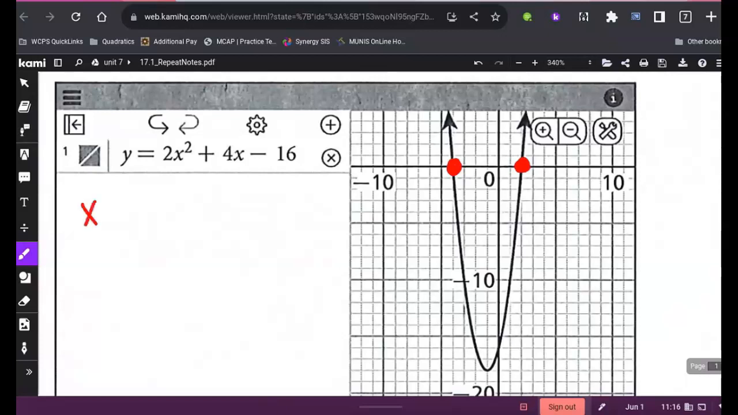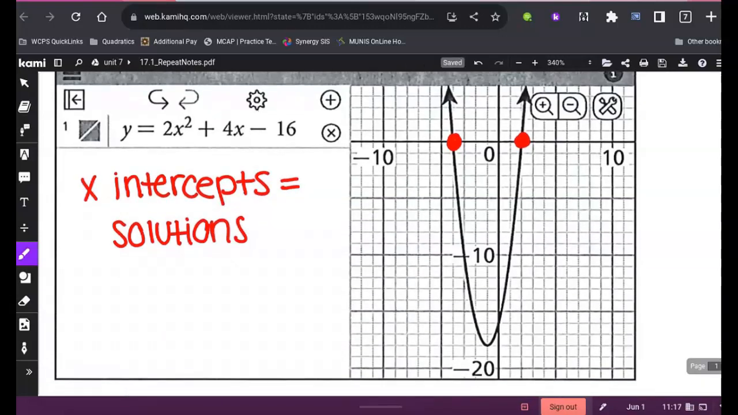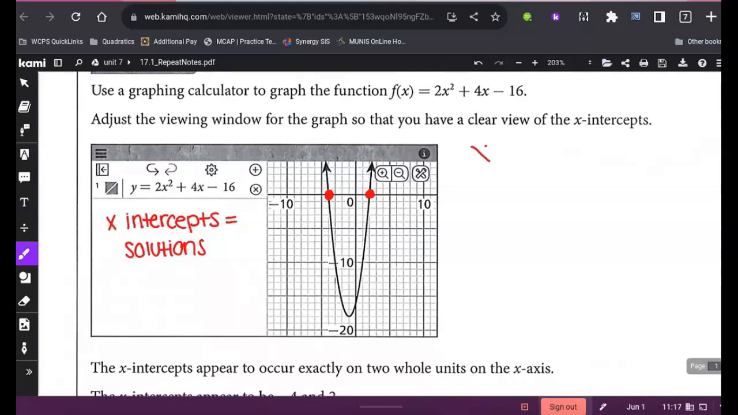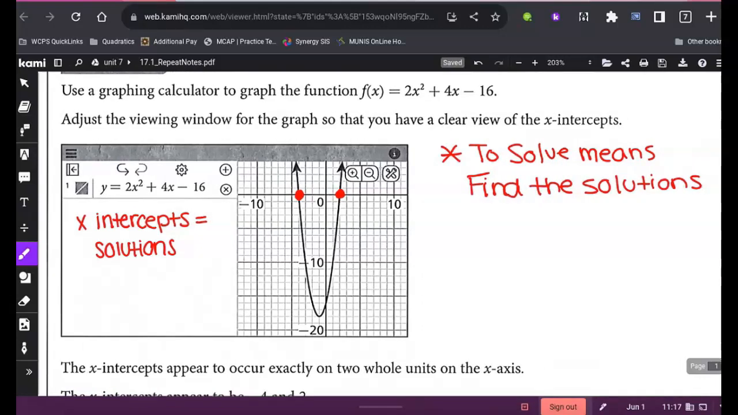Now, the reason why we find our x-intercepts is because the other day we said the x-intercepts are also called solutions. So if we're looking to solve the equation, we're trying to find the solutions. We're going to make a little note by the first example 1 graph. To solve means find the solution. And the solution means find the x-intercepts. So for all the graphs today, we're going to graph them in Desmos, and you're going to identify the x-intercepts.